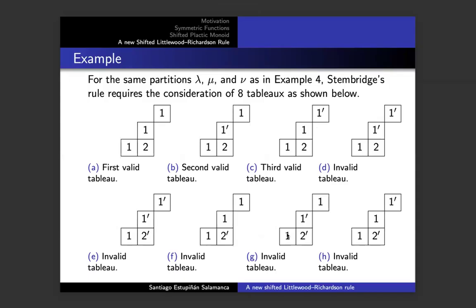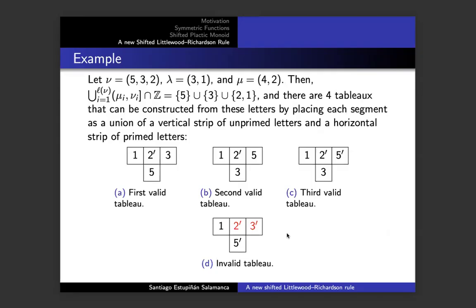But if you applied the rule that existed before for this context, discovered by Stembridge, you find that there are 8 possible tableaux. So this is to show that this is a more practical rule, and in our paper we show that this is computationally faster for a family of coefficients.